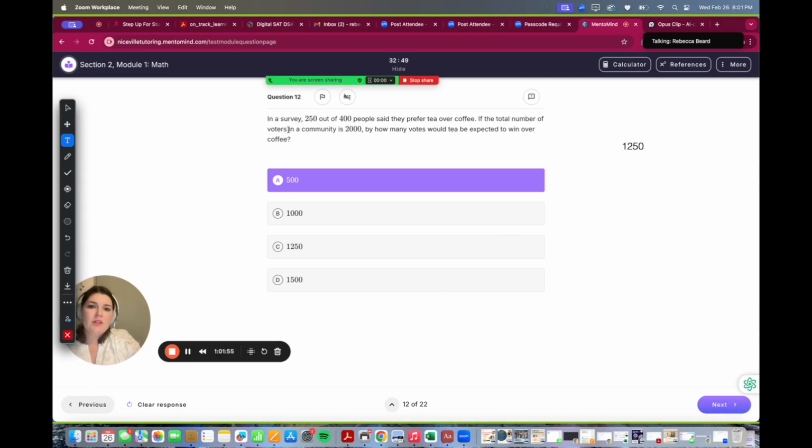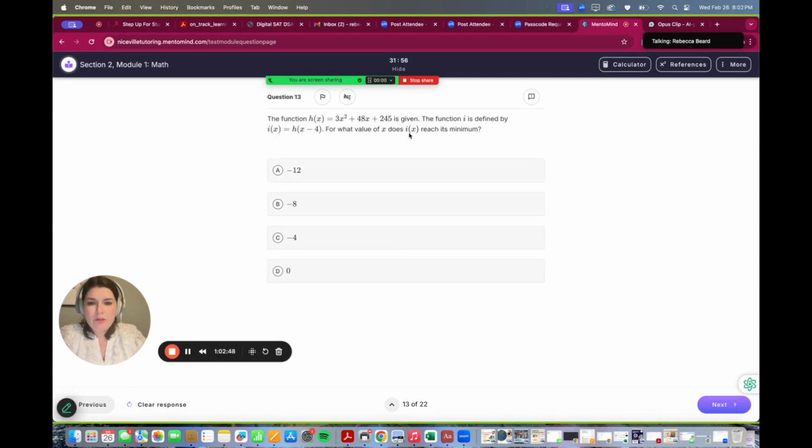But it says, then how many votes would T be expected to win over coffee? So this actually turns into a subtraction problem. The rest of the people would be, I would take 150 divided by 400 to get my percentage of our coffee people, which I'm a bit of a coffee person. I used to be more of a tea person. And then I would multiply that by 2000, which would be 750. And then I would subtract, which would make it 500.